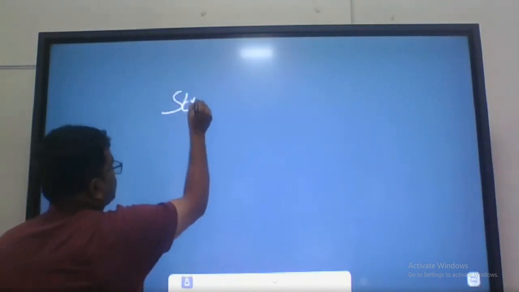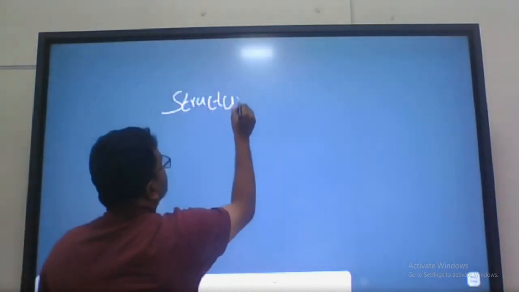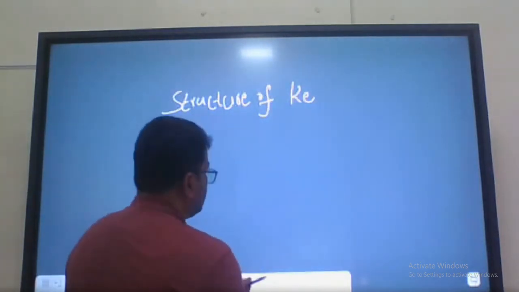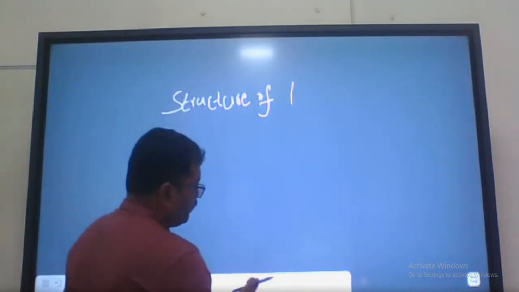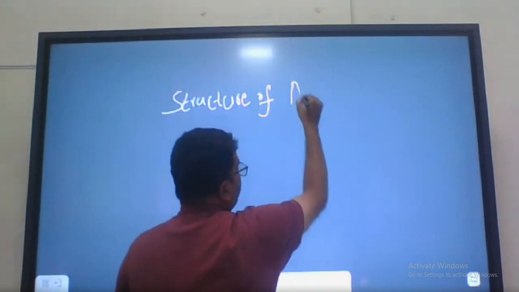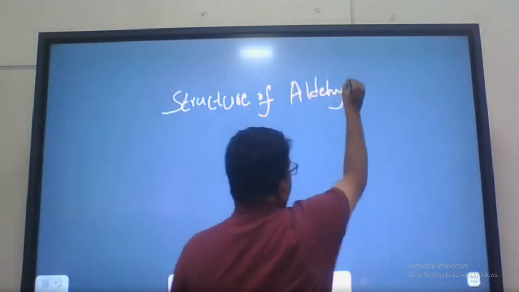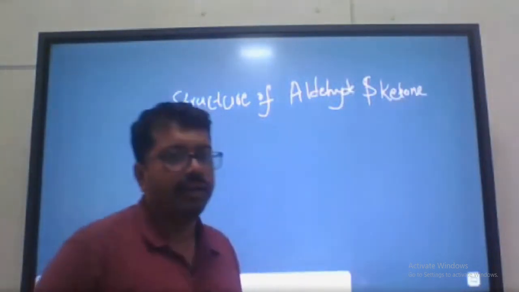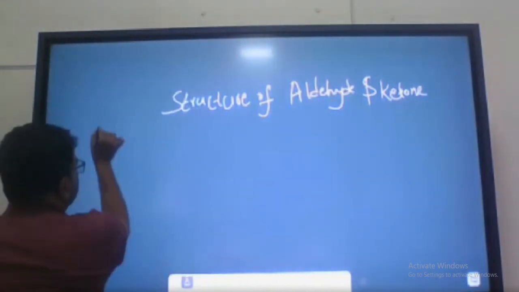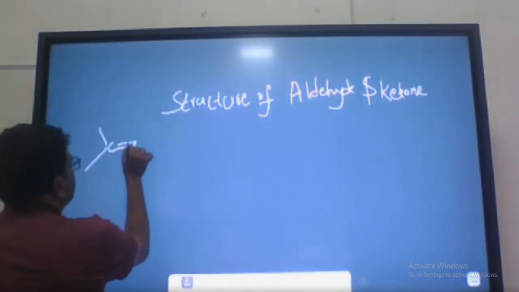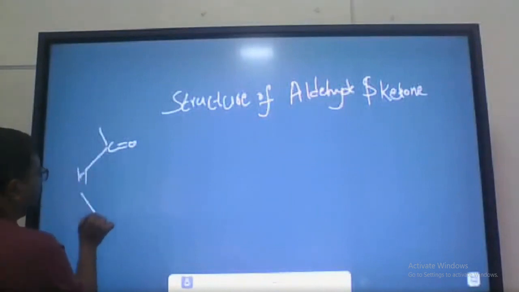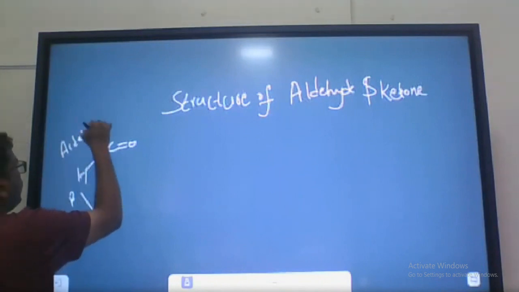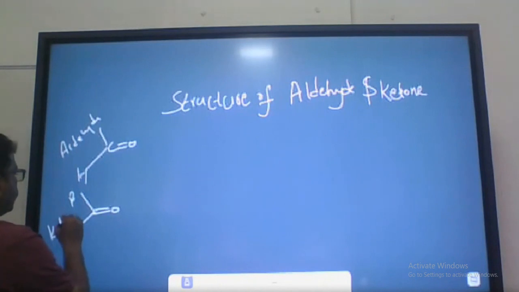Structure of aldehyde and ketone. So you know that this is actually aldehyde, this is ketone, this is aldehyde and this is keto group.